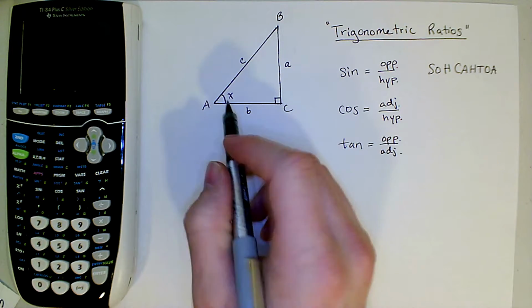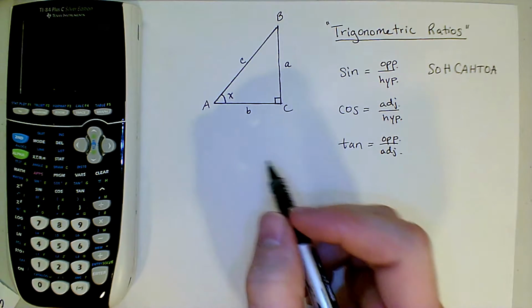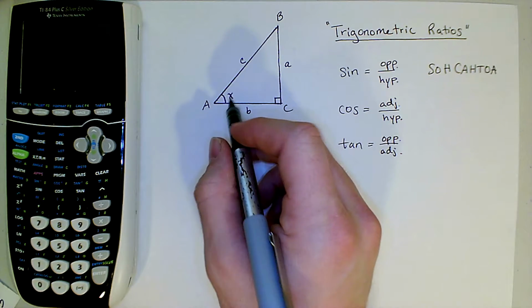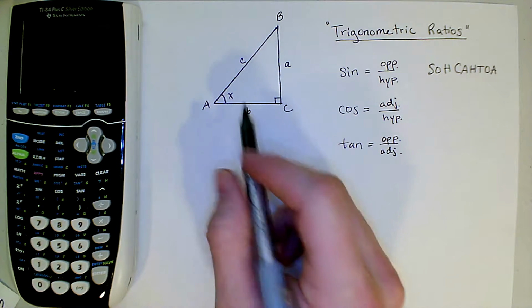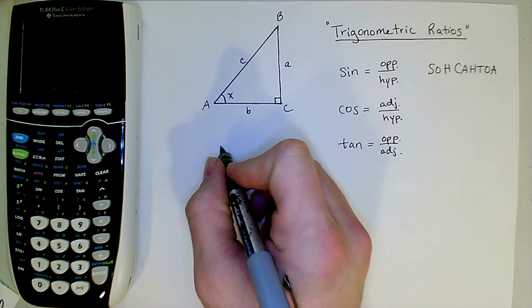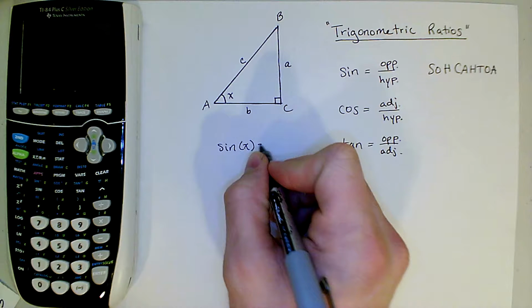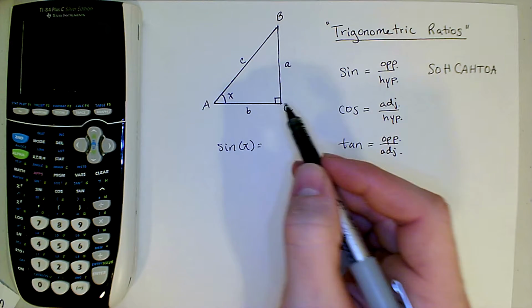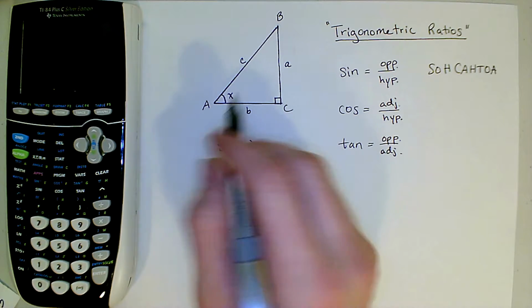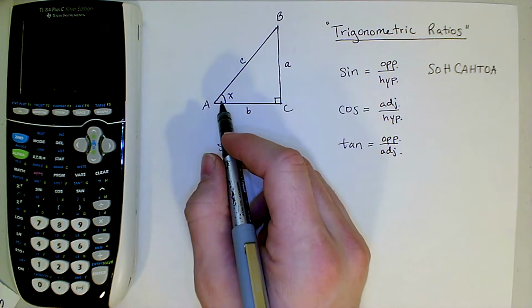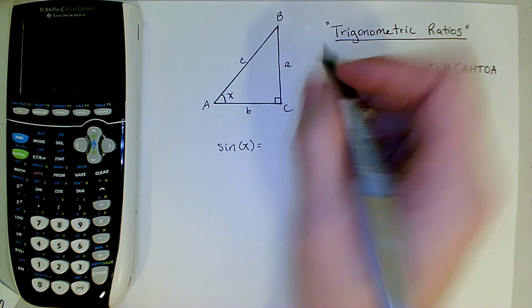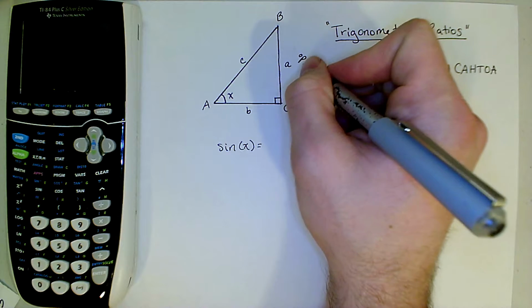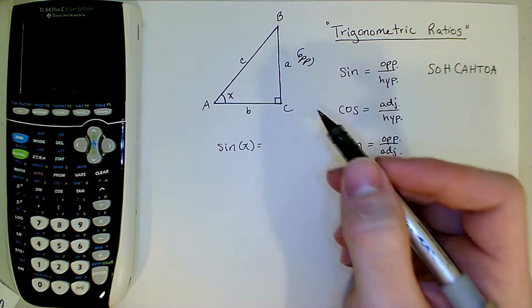So let's just assume that we're talking about the angle x here. If I want to figure out how to set up a ratio so that I have sine of x, I'm going to have sine of x is equal to its opposite, and the side that's opposite of the angle that you're discussing is the side that's on the opposite side of the triangle, which in this case would be A. So I'm going to label this as my opposite side.